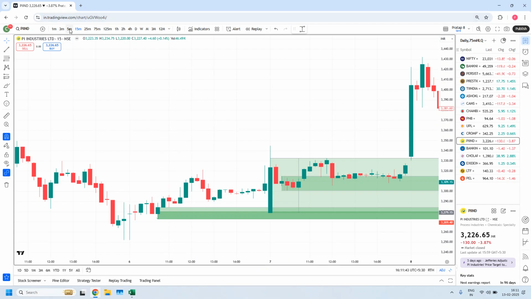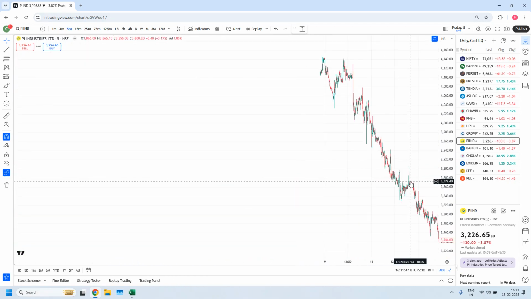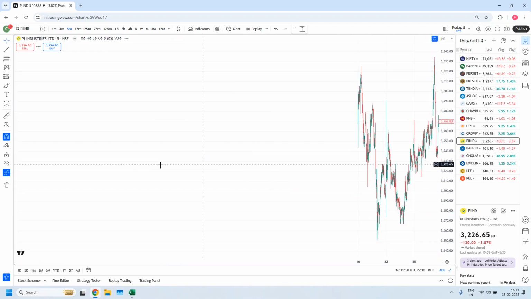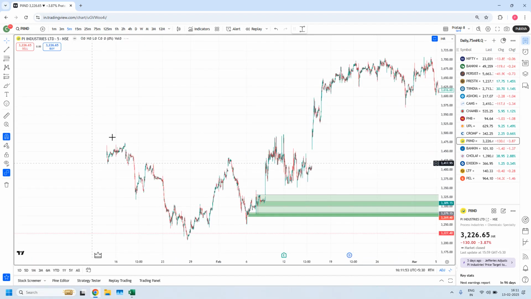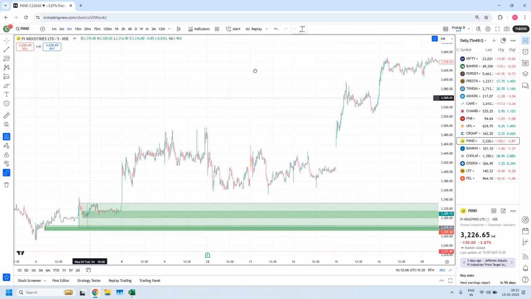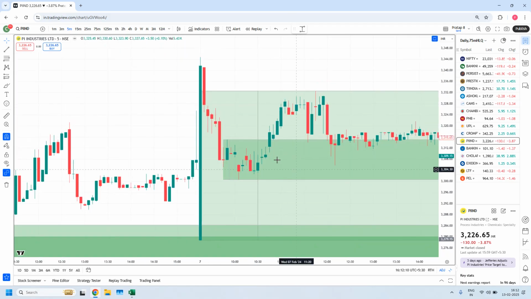Let me show you. So let's go to the 5 minutes time frame. It's almost 1 year old. See, the data is over here. Luckily, we got 1 year of data and we are able to identify the fine-tuned 5-minute zone. Look into this zone. The zones are not very clear here.